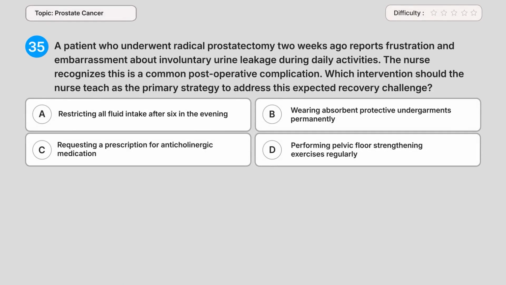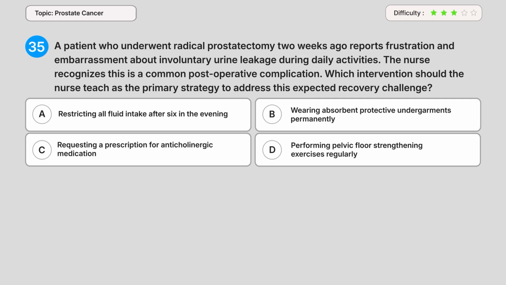35. A patient who underwent radical prostatectomy 2 weeks ago reports frustration and embarrassment about involuntary urine leakage during daily activities. The nurse recognises this is a common post-operative complication. Which intervention should the nurse teach as the primary strategy to address this expected recovery challenge?